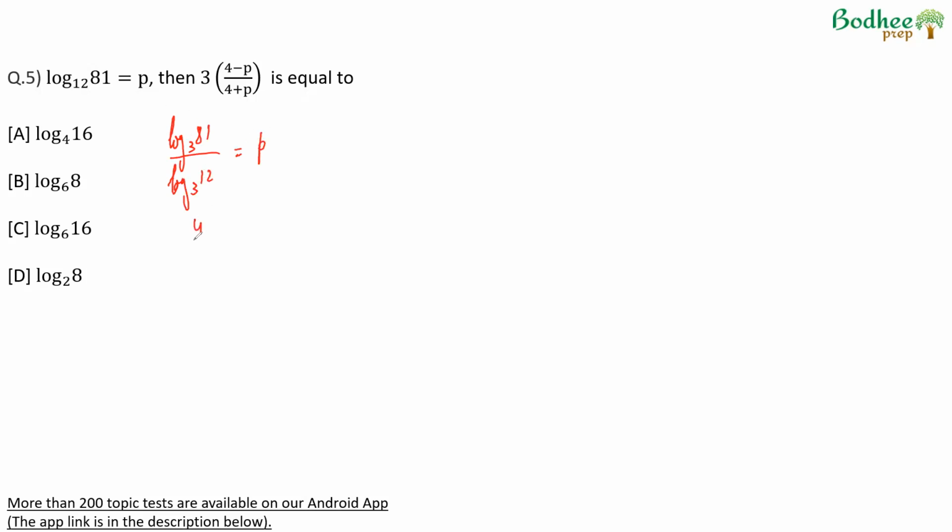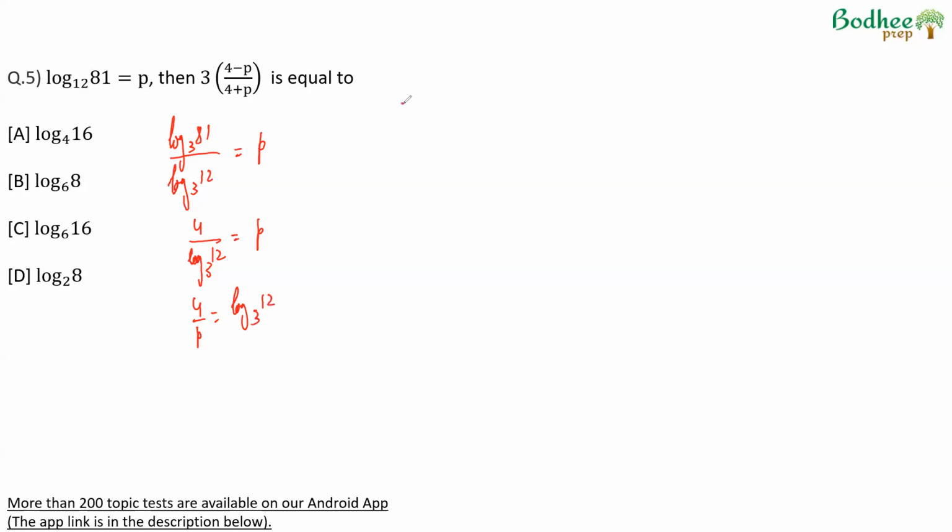The numerator becomes 4. This becomes log of 12 to the base 3 is equal to p. Now what we can do is add and subtract. Or we get 4 by p. 4 by p comes out to log of 12 to the base 3.